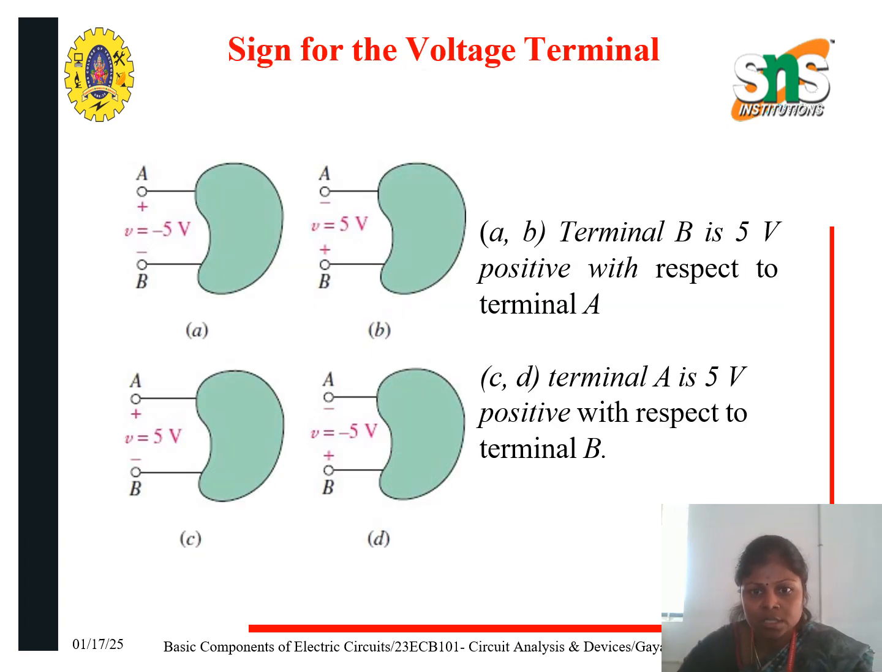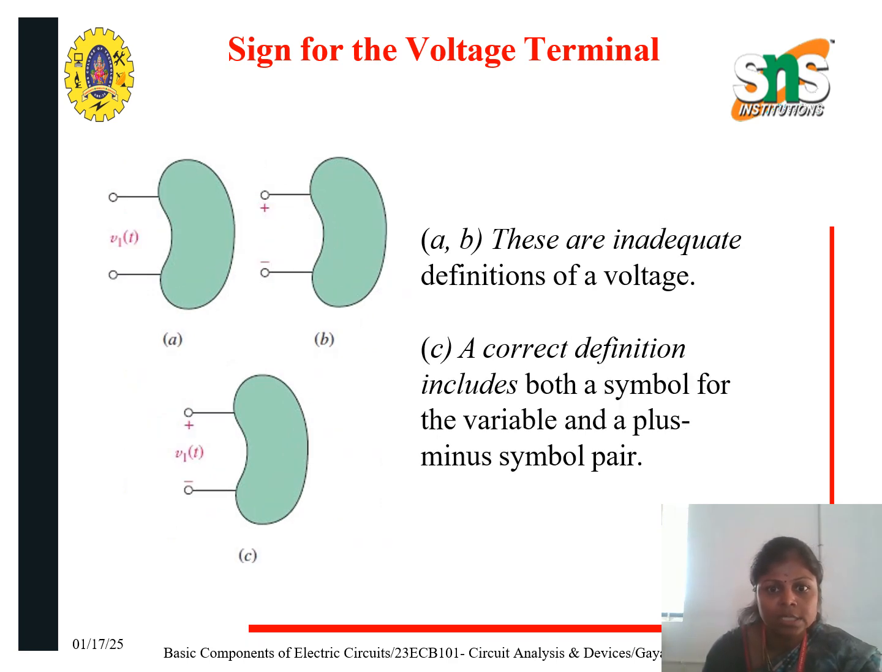The sign of the voltage terminal. In the figure, terminal B is 5 volts positive with respect to A, whereas in figures C and D, terminal A is 5 volts positive with respect to terminal B. In figures A and B, these are inadequate definitions of the voltage. And C, which is a complete definition, includes both the symbol for the variable and the plus and minus symbol pair, represented in terms of the voltage terminals.